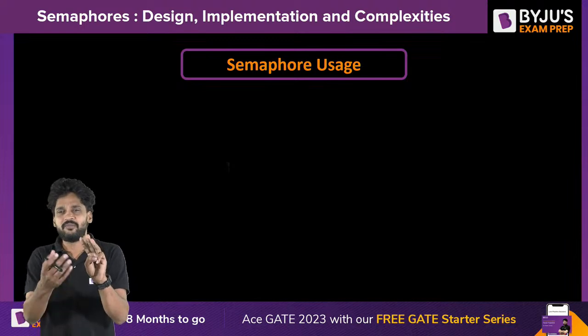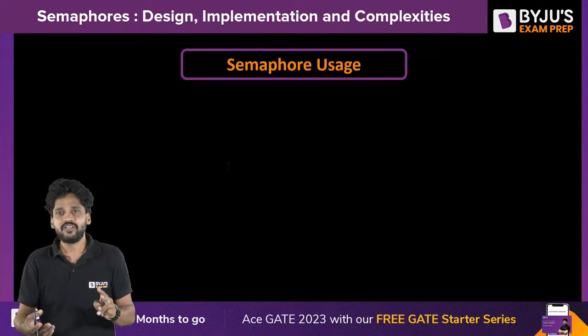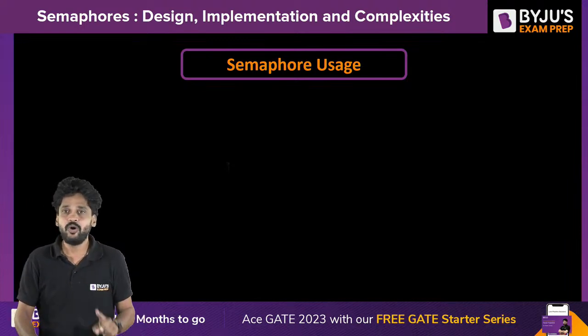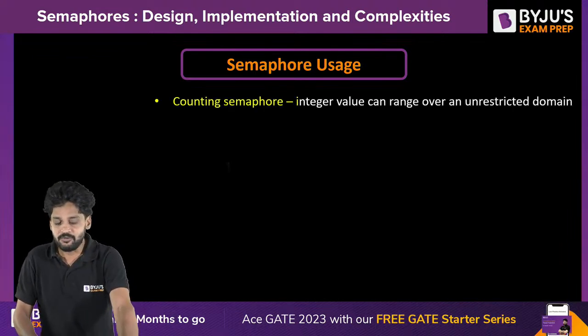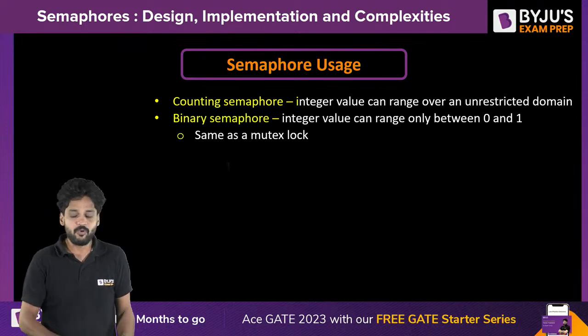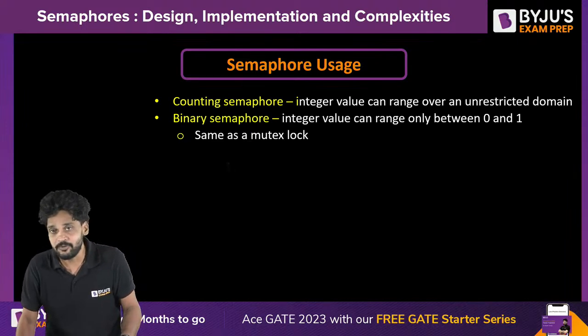Of course, when you actually classify, there are only two types of semaphores. One is the binary semaphore and one more is the counting semaphore. What is a counting semaphore? Let me tell you.